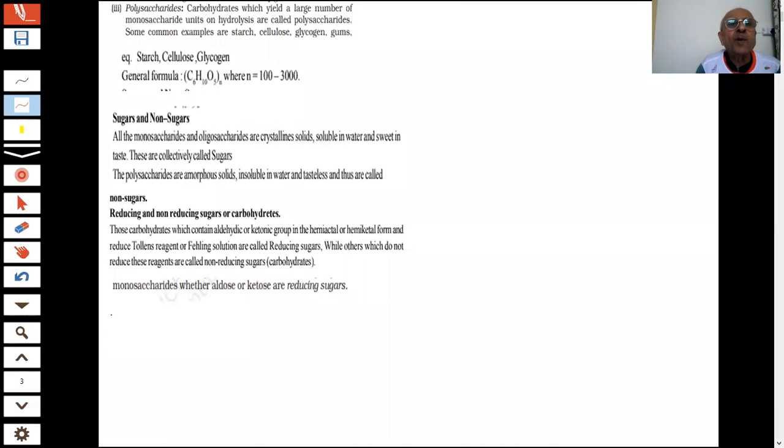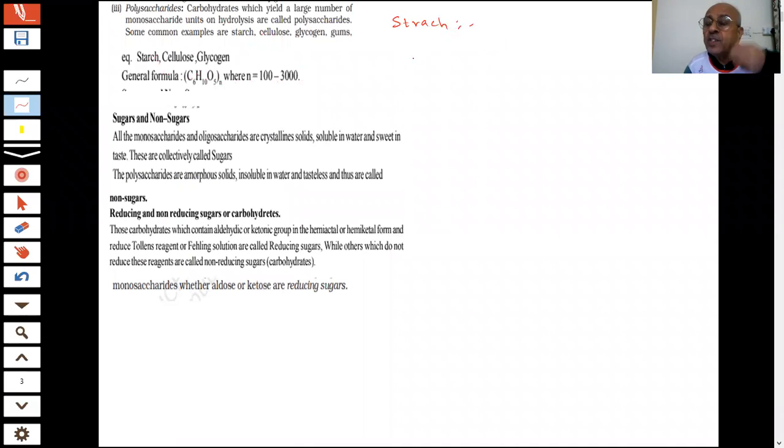So further, polysaccharides. What are polysaccharides, students? They contain a large number of monosaccharide units. On hydrolysis they will produce a large number of monosaccharides, more than 10 monosaccharides. Some of the examples you are already aware of, like starch. They say don't eat too much starchy food, because starch is a polysaccharide and may contain more than 100 glucose molecules, or more than 100 monosaccharide units.